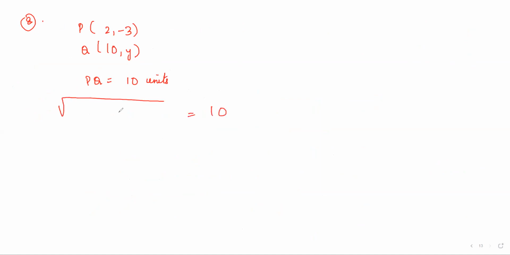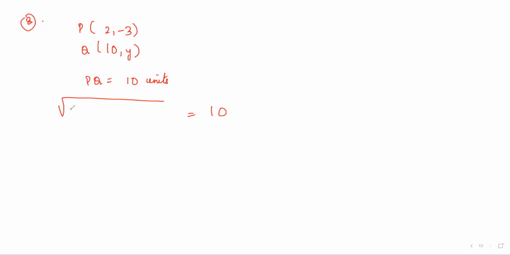Now come to question number 8. Find the value of y for which the distance between the points P and Q is 10 units. So point P is given, which is 2 and minus 3, and Q point is 10 and y. And the distance PQ is already given, which is 10 units. So you will simply set the formula equal to 10, and then you will find the value of y. So I'm not doing it. It's a hint I'm giving you.